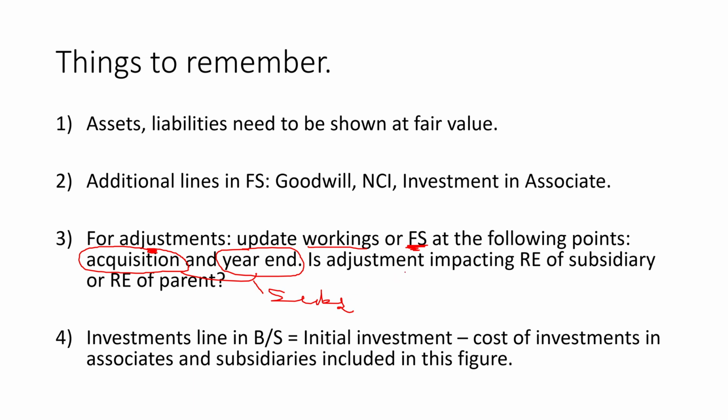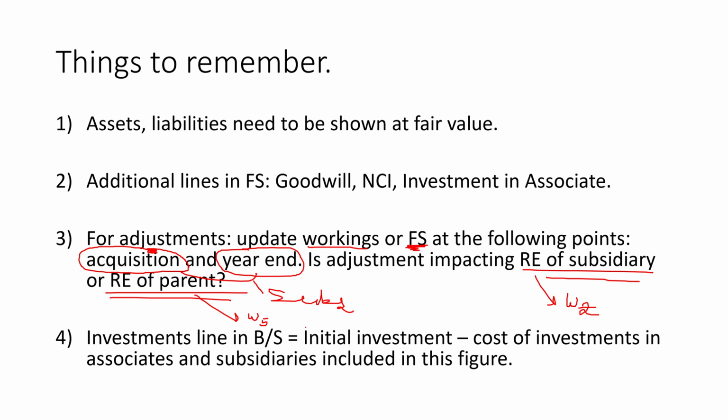Another thing to consider is the adjustment going to impact the retained earnings of the subsidiary, or is it going to impact the retained earnings of the parent? Okay, so subsidiary, I think, feeds into working 2, so easy enough, whereas retained earnings of parent is going to impact working 5, I mean.